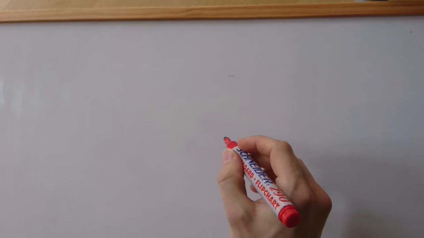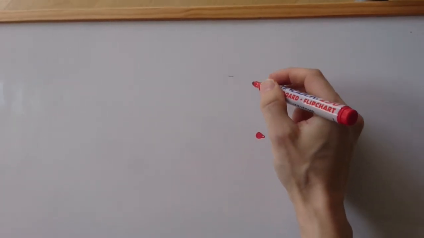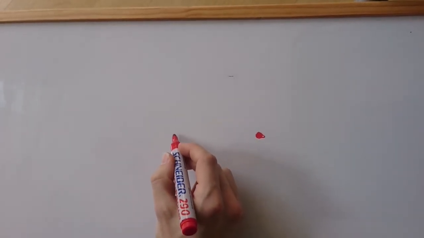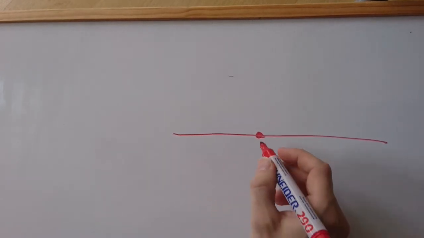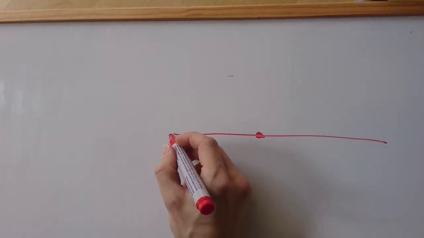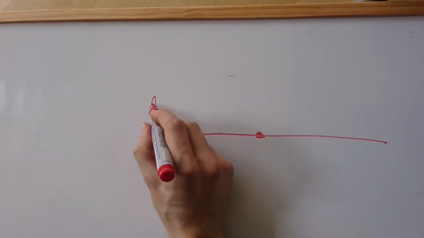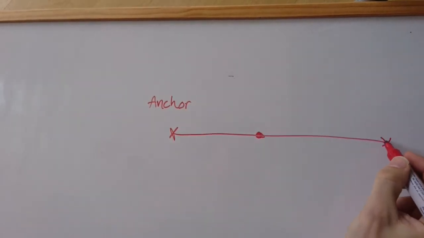Okay. So a 1D Hangprinter. It would have a print head right there, and it would have an axis to move along, and it would need to have two anchor points. So this is an anchor, and this is an anchor.